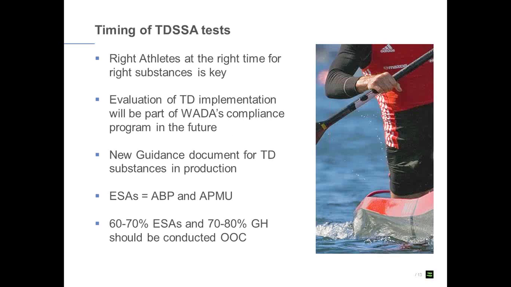Of course, such a guidance document will not replace the key role that APMU units play in targeting ESAs or other blood-boosting substances. Further, the breakdown of this should be driven by a risk assessment and risk factors. However, as a guide, the experts in these substances are suggesting that 60 to 70% for ESAs and 70 to 80% for growth hormone tests should be applied in an out-of-competition testing environment.